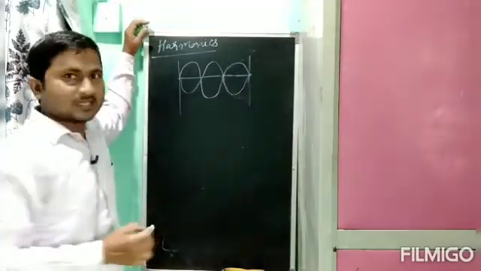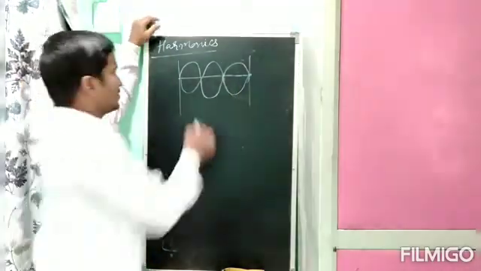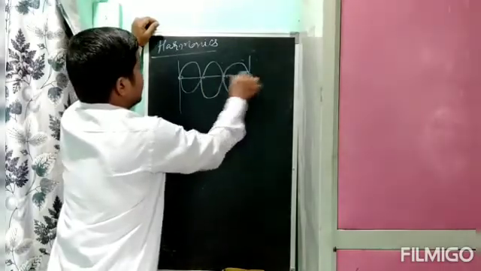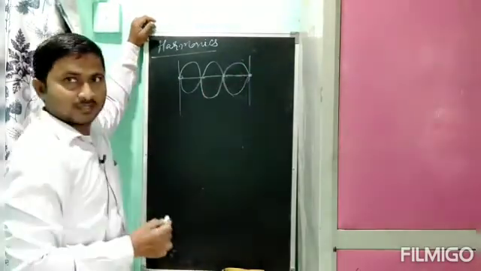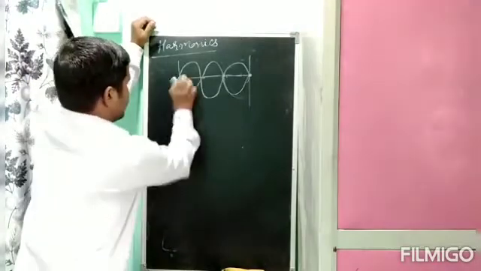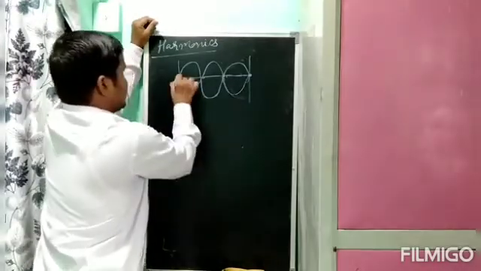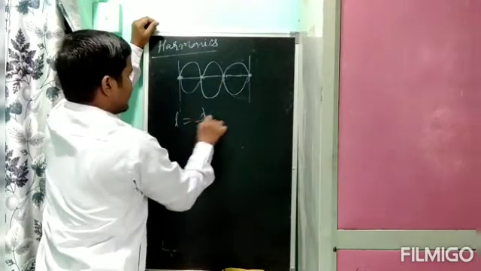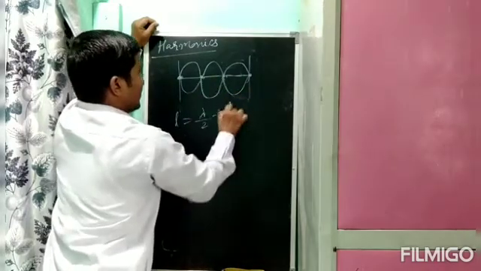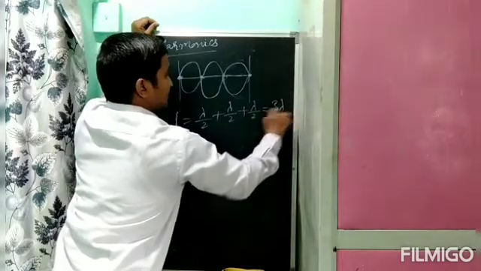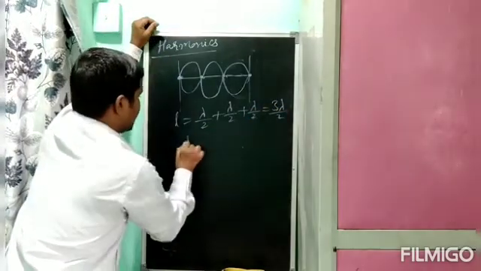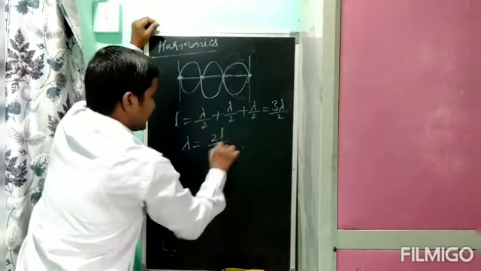Okay, this is the third harmonic or second overtone. It contains 4 nodes and 3 antinodes. From this, L equals the node to node distance: lambda by 2 plus lambda by 2 plus lambda by 2, totally 3 lambda by 2. From that, lambda equals 2L by 3.